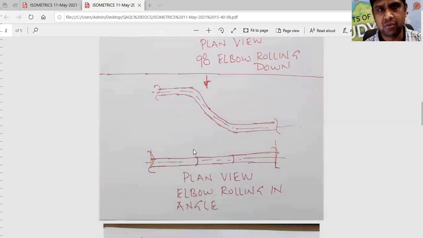In case the elbow is rolling in angle, this is the elevation view of the elbow going in angles. It will be represented like this in the plan view. These are the two ellipses which you can see from the top view, and they will be represented here in the plan view. One is this ellipse, the other one is this ellipse.